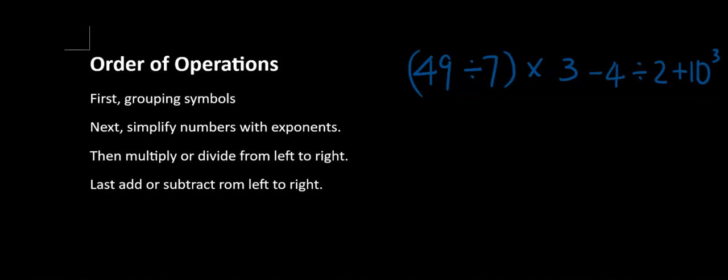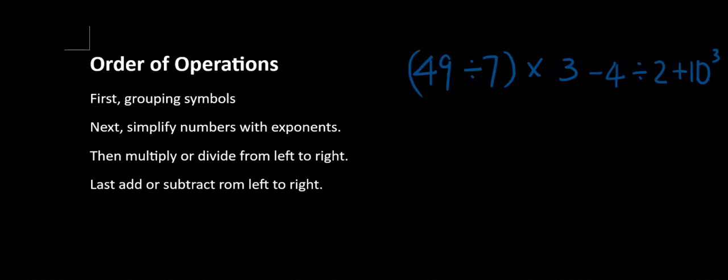In this example, we have a grouping symbol, open, close parentheses. Next, simplify numbers with exponents. We do have one that says 10 to the third power. And then we're going to multiply or divide from left to right. See, we have multiplication here, we have division here, from left to right. And the last one, we need to do addition, subtraction. Okay, let's faithfully follow this rule.